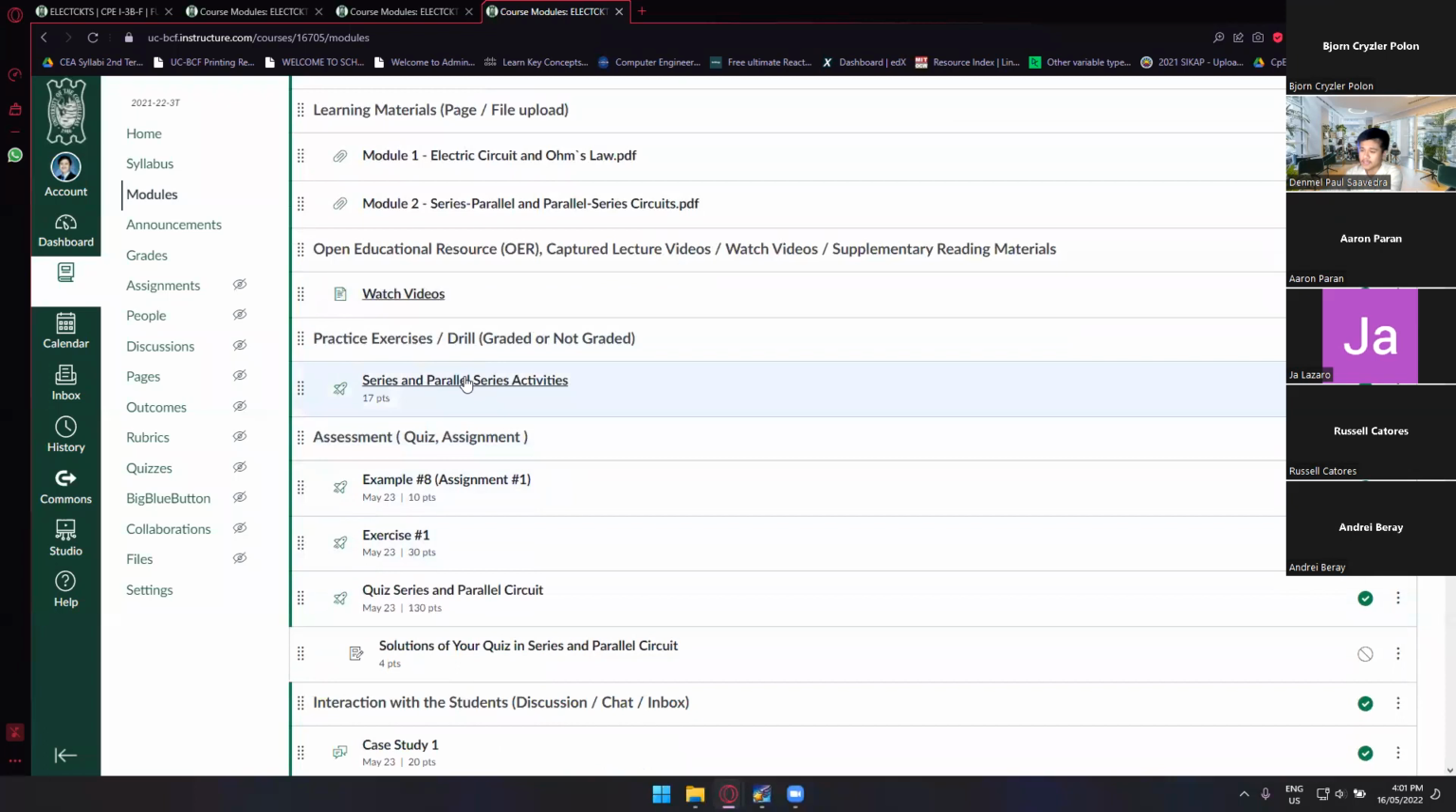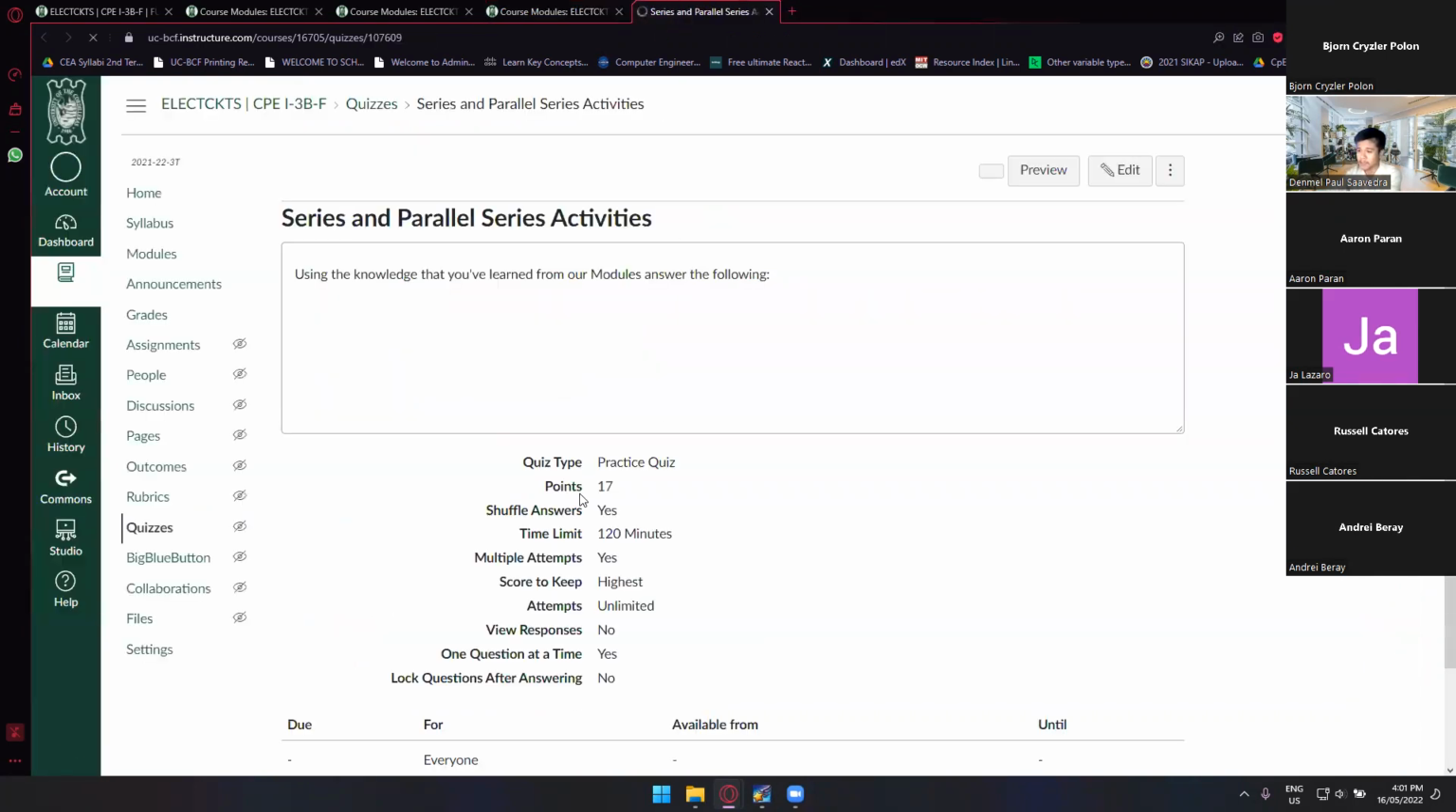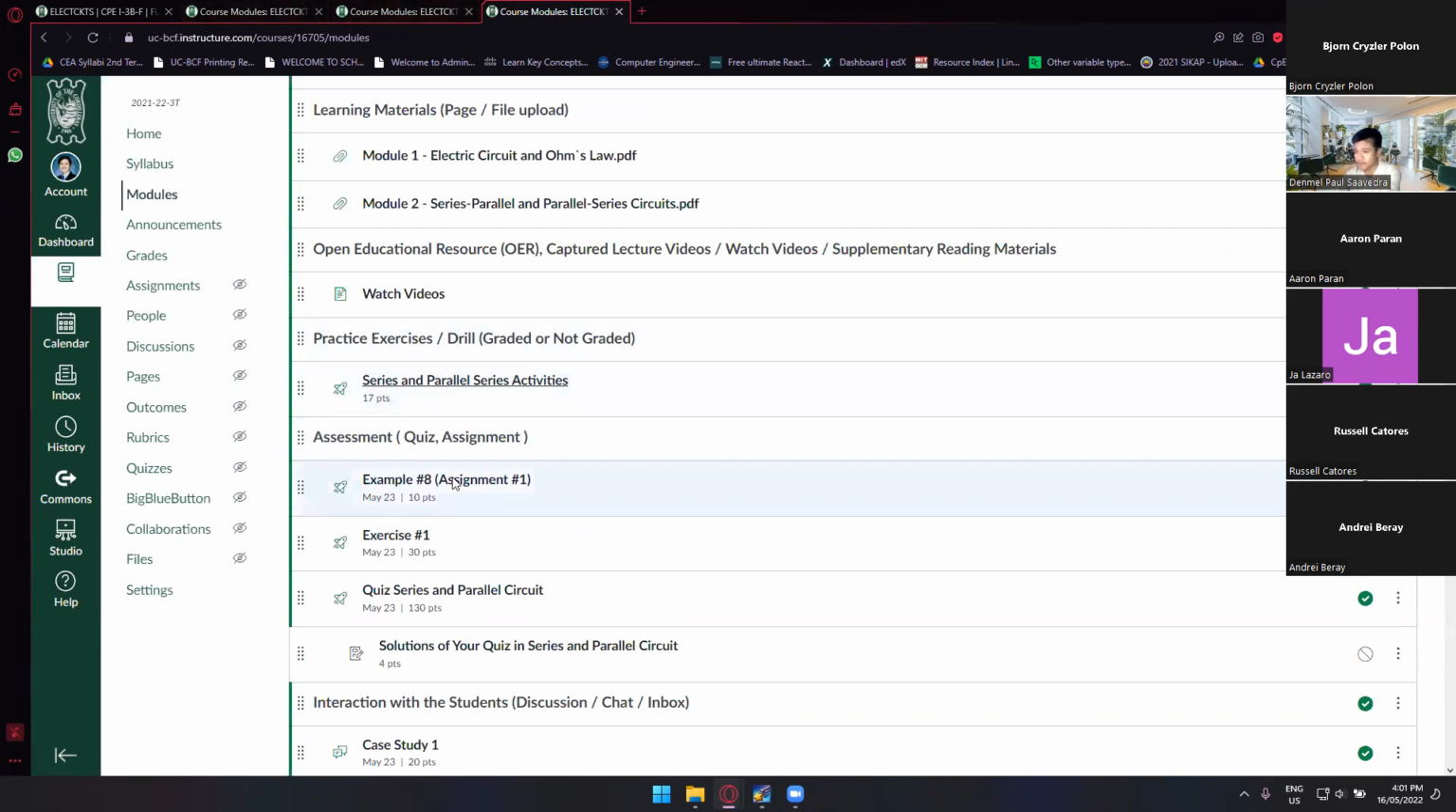And yeah, this is a practice exercise. So this is not really graded, even though this one came from Canvas. You can have as many attempts as you want, unlimited attempts, and of course, whatever is the highest score will be kept here. So this is a good practice before taking those official quizzes.